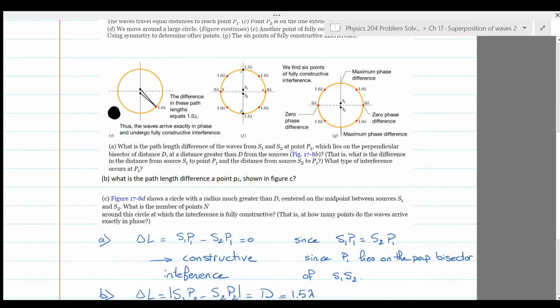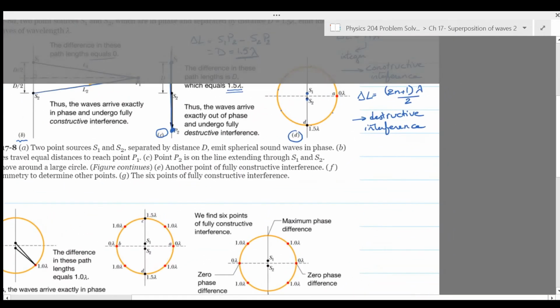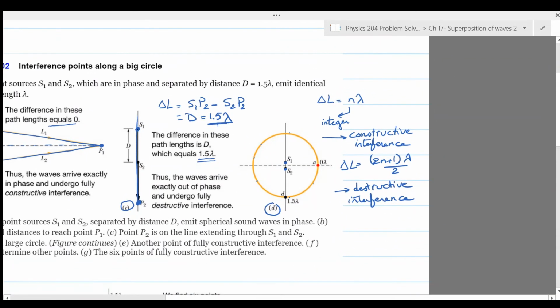The question: what is the number of points n around this circle at which the interference is fully constructive? So at how many points do the waves arrive in phase and have a fully constructive interference? At how many points on this circle? Now the first thing you can notice in this figure is that we have this point A here where the path length difference is equal to 0 or 0 lambda, which means that we have a constructive interference at this point.